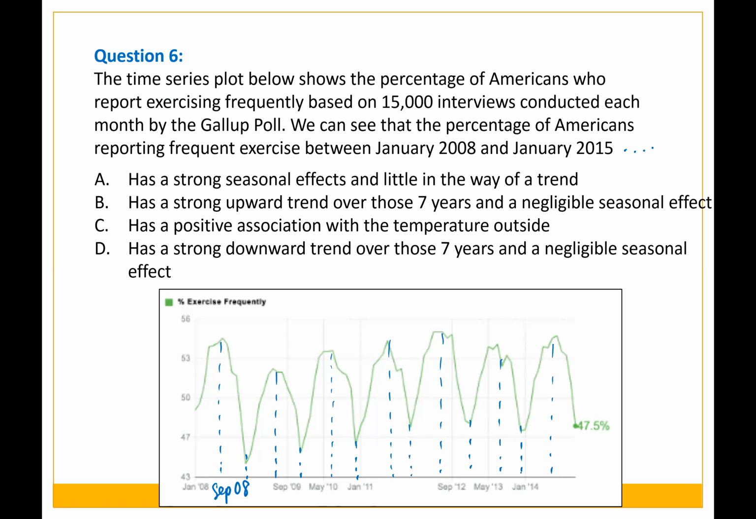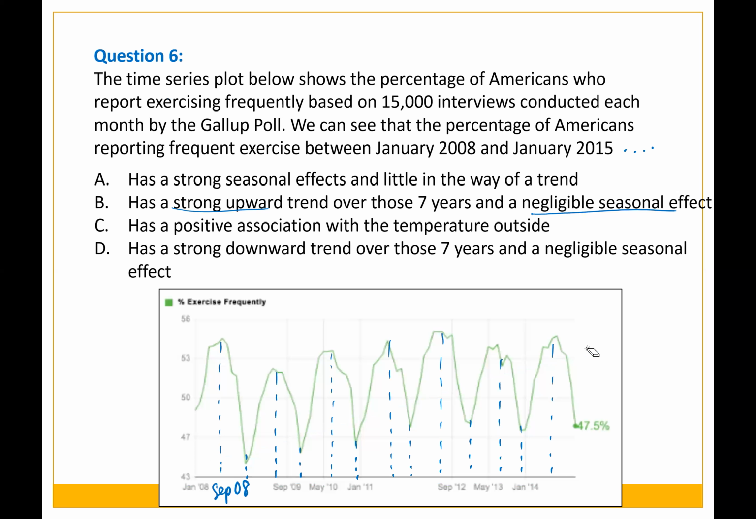So A has a strong seasonal effect and little in the way of a trend. B has a strong upward trend over those 7 years and a negligible seasonal effect. Okay, there are two things wrong in B. Negligible seasonal effect is not negligible. It's really clear in this graph. Generally, if you draw a line from here to here, it does go up, but it's not very strong because it's very slight.